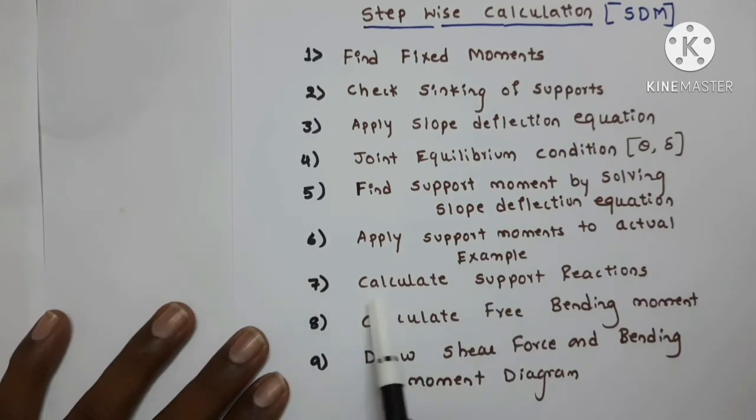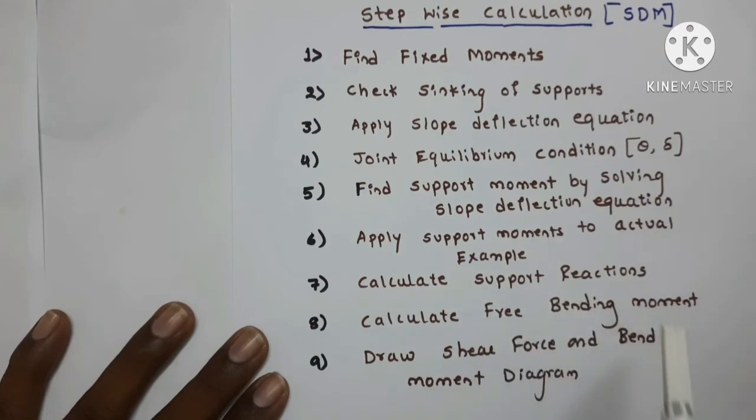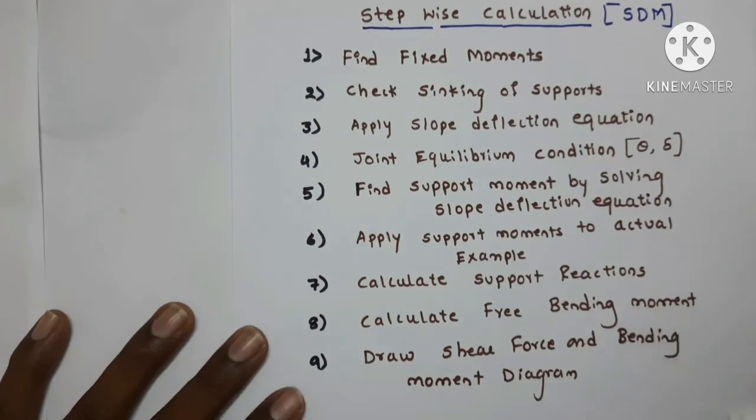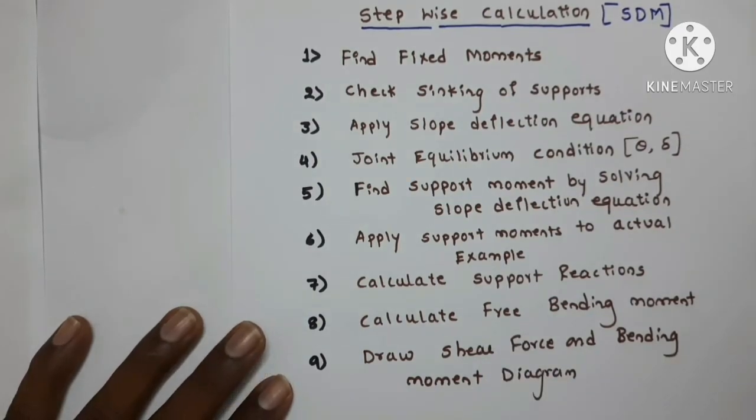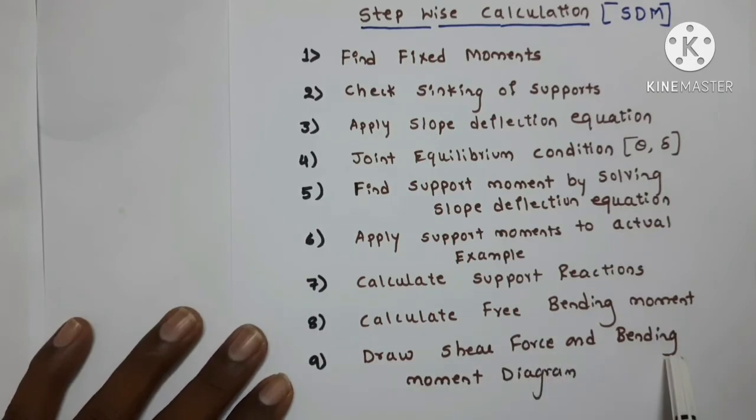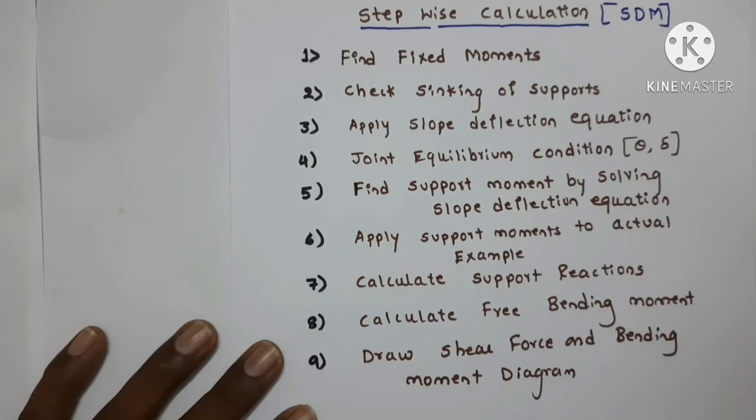Then the next step is to calculate the support reactions. Once we have the support moments, it is very easy to calculate the support reactions. After calculating the support reactions, our next step is to calculate the free bending moment. Next, we need to draw the shear force and bending moment diagram. Why do we need to calculate the free bending moment? Because we have to show the positive moment and the negative moment. Once we have the support moments, we will superimpose both diagrams, so we will get the positive and negative moments.